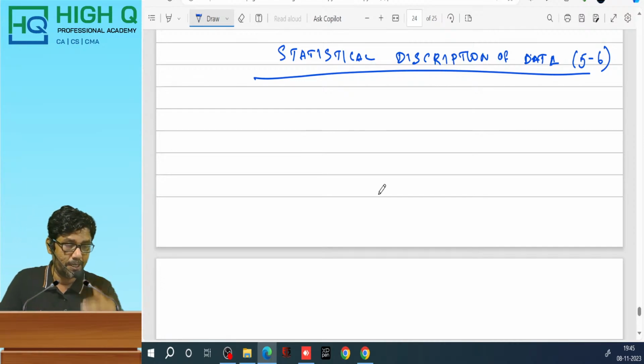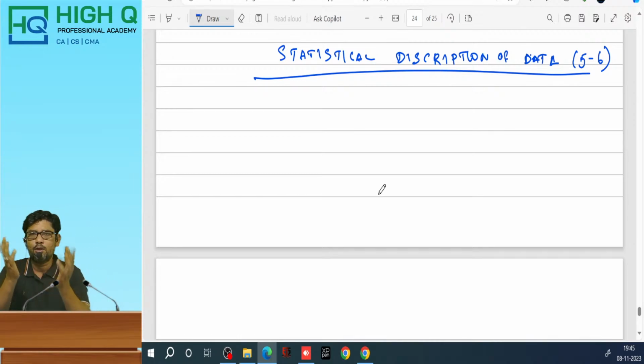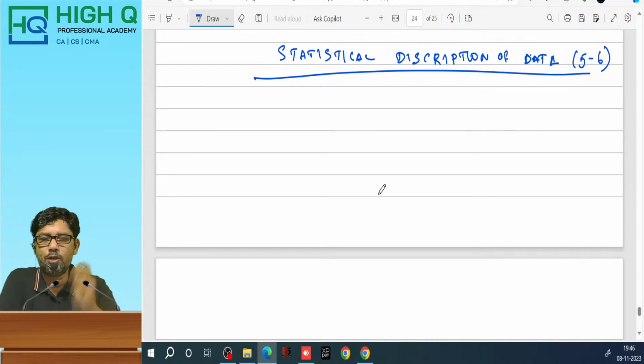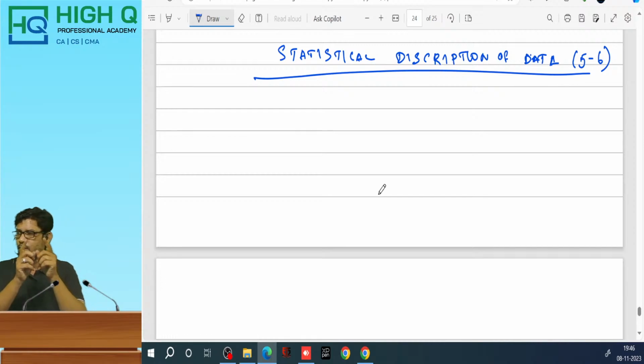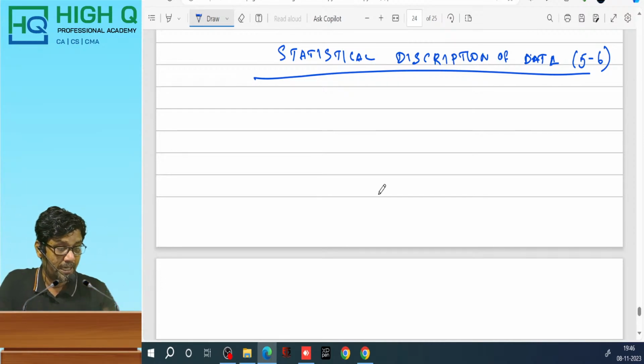That time they said, sir, students get bored when it comes to statistical description of data. It's a pure theory topic, sir. So students are getting bored, therefore we don't want to do that in the beginning. My dear, it's a wrong strategy. Without knowing what is statistical description of data, you cannot do any other topic. How will you understand the base? So first you need to take this topic first.